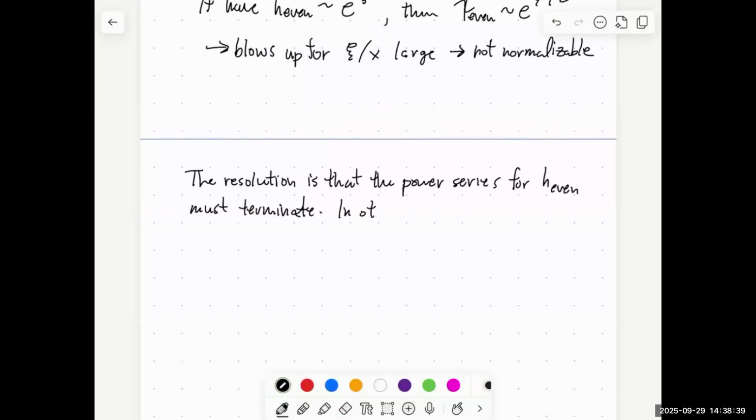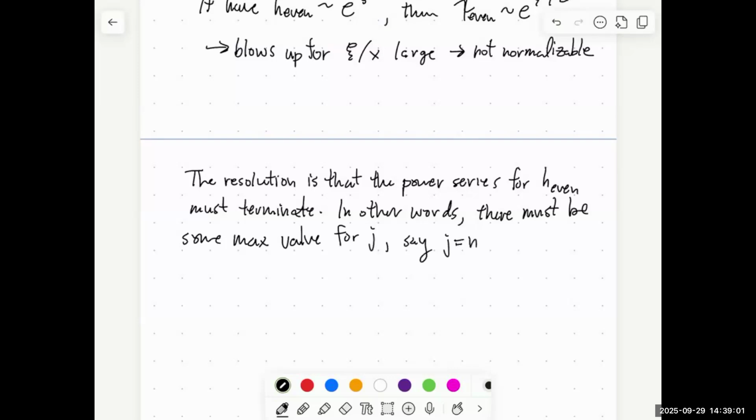So in other words, there must be some max value for j. Let's call that n, say j equals n, after which the recursion for a_(j+2) returns zeros.